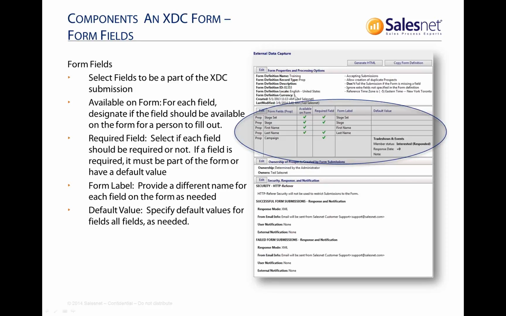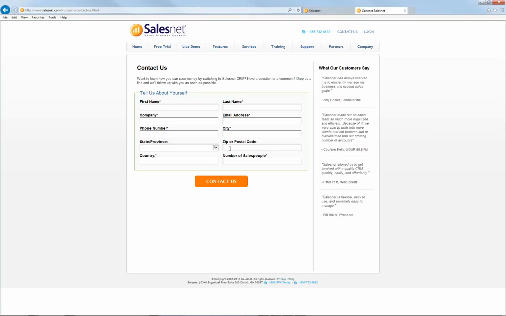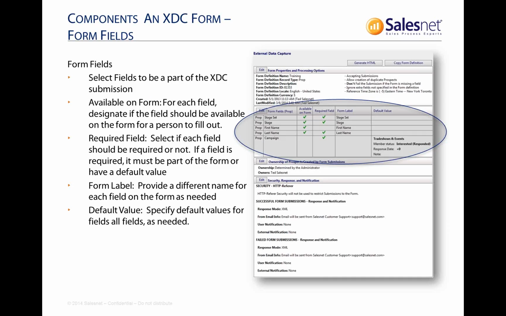Okay, we would maybe set it to trade show, if we posted a form at a trade show, so that when it came into the system, it would automatically default. Okay, so if you look at our Salesnet Contact Us form, this creates a lead record, but you don't see stage and stage set here. It's being set behind the scenes. Okay, so it's not available on the form.